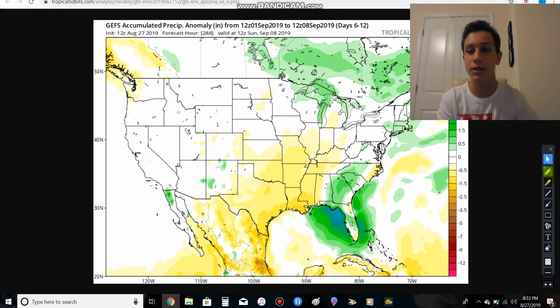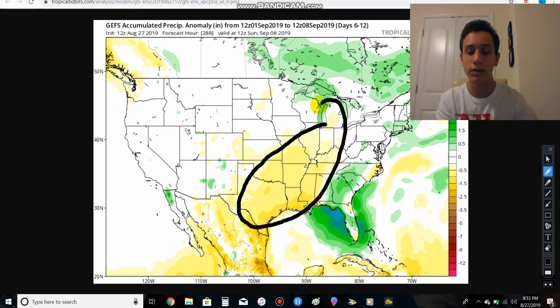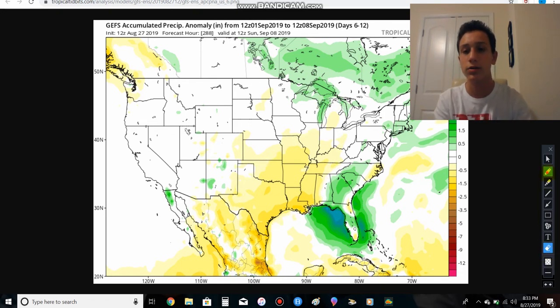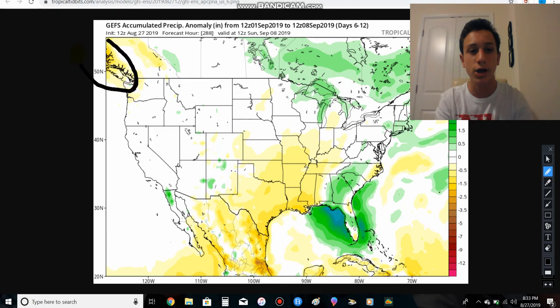So here's GEFS accumulated precipitation anomalies, and you can see Dorian potentially headed for Florida there. Wouldn't be surprised if you got some excessive, over like 3-4 inches above average, as the southern plains and Midwest could be a little bit dry. So that's pretty interesting. And of course, not a big shocker there. Alaska's dry, and maybe New England a little bit more wet.